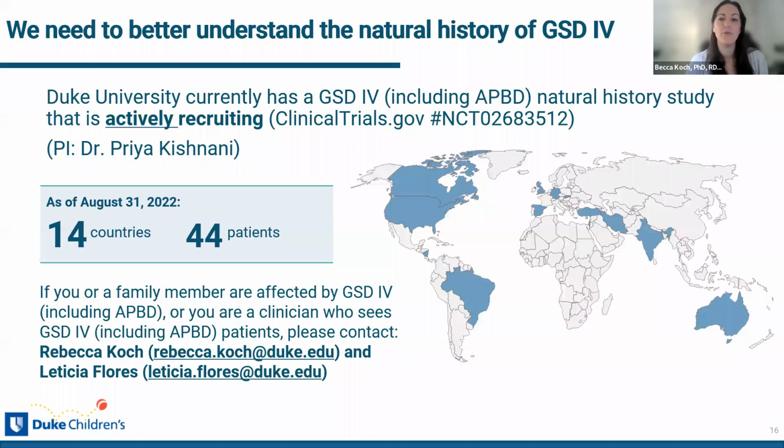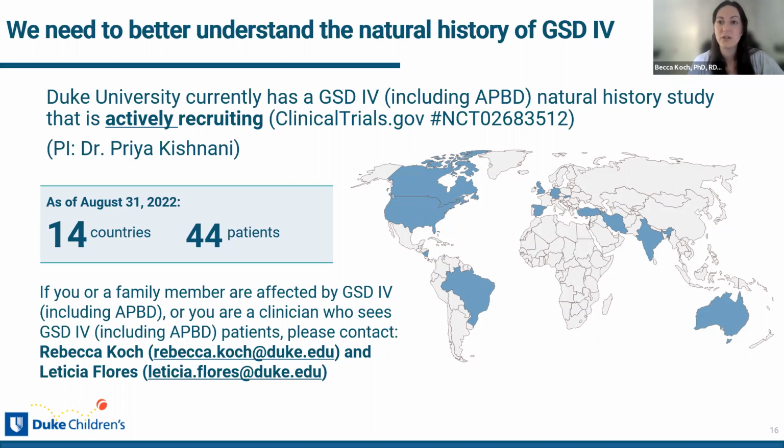And this is just a call for better understanding for the natural history of GSD4. So Duke University does currently have a GSD4, including APBD natural history study that is actively recruiting. I list the clinical trials ID there for you all if you want to pull it up. The PI for this is Dr. Priya Kishnani. And as of August 31st, 2022, we have 14 countries included in this, compiling to 44 patients. I really do emphasize we learn so much from each individual patient. Even if you see that your country is highlighted there, but you know that you are not involved in this study, I encourage you to reach out. Every patient is unique. Every patient we learn a lesson from.